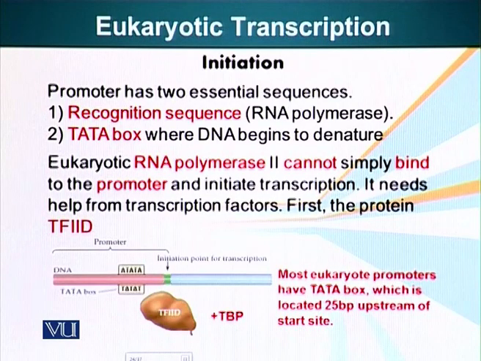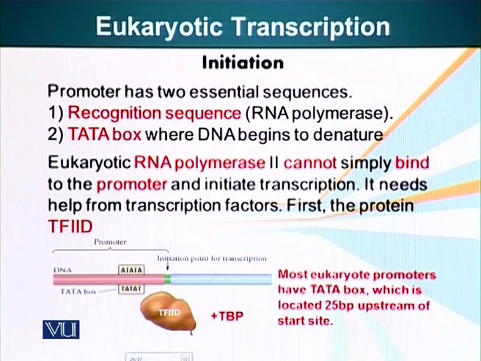First of all, the promoter has two essential sequences: a recognition sequence where RNA polymerase binds, and the TATA box where the DNA begins to denature. The TATA box is basically, as the name implies, a region of DNA rich in the nucleotides T and A, and it is about 25 base pairs upstream of the start site where transcription will start.